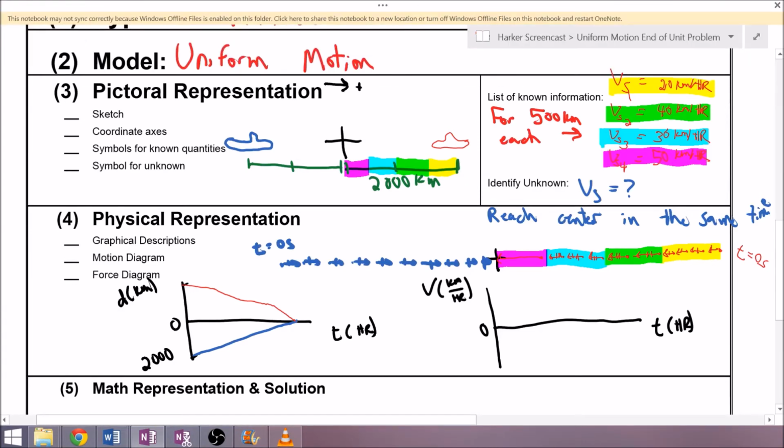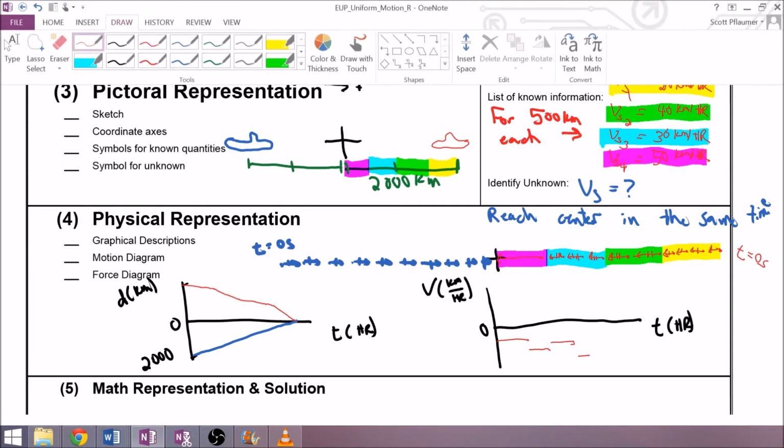Okay, so it's going at negative 20 kilometers per hour for a bit, then it doubles it to 40, but only half the time, and then it goes at 30 for some amount of time, and then relatively quickly it does the final 500 kilometers per hour. Sorry, 50 kilometers per hour, but it travels the same 500 kilometers.